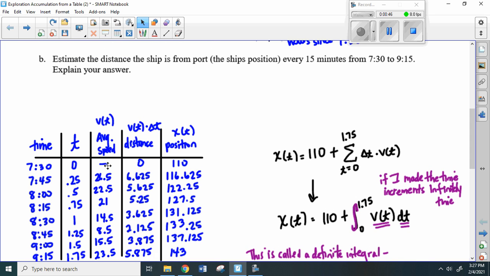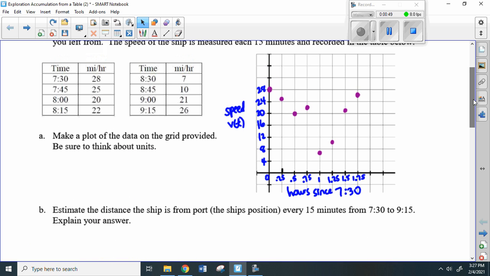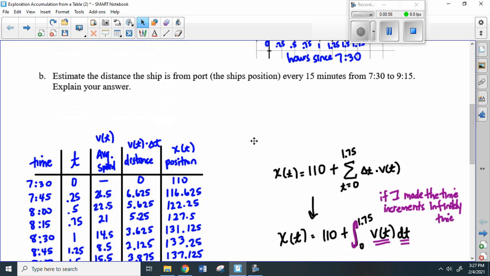So like from time 7:30 to 7:45, you were using 28 and 25 and you were finding the average. So 28 plus 25 and then divide by 2, your average speed is 26.5. So that when you found the distance traveled during that time interval, you took that average speed and multiplied it by the change in time, which is just the 0.25, okay? And then you found the next average speed and you multiplied that by 0.25, because again, you had only gone 15 minutes, which is a quarter of an hour.